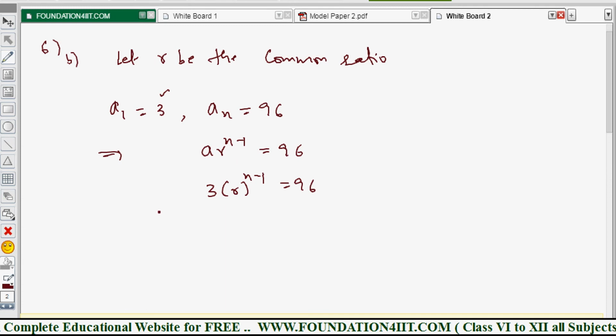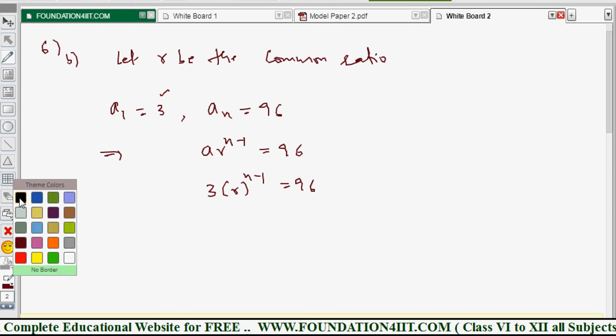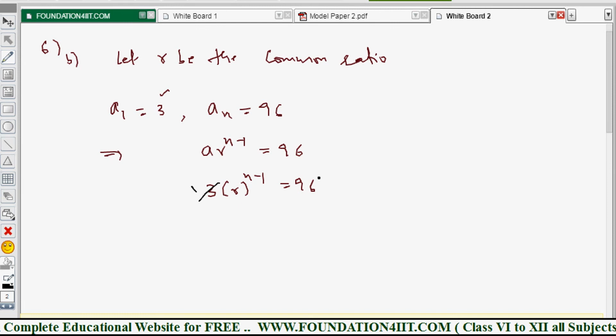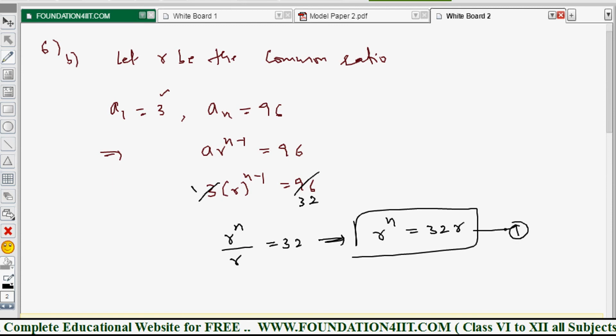Just to solve this, by cancellation, 3 ones are 3, 3 32s are 96, so 32. Then R to the power n minus 1 is R to the power n by R, which is 32. Now from this, R to the power n is equal to 32R. So let it be equation 1.